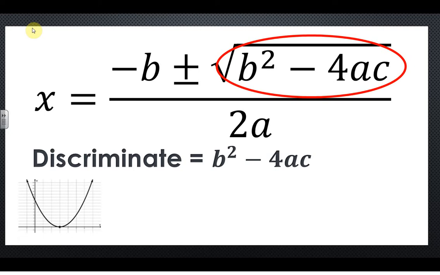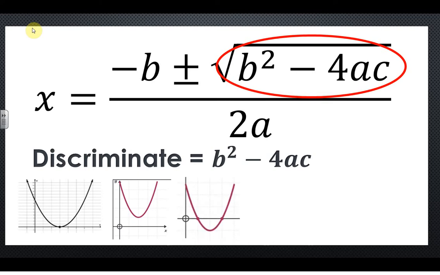When you have a parabola, there's a couple different options for the roots. We're talking about where it crosses the x-axis. You can have one root, you can have no roots, you can have two rational roots, or you can have two irrational roots. There's 4 different choices when it comes to a parabola.